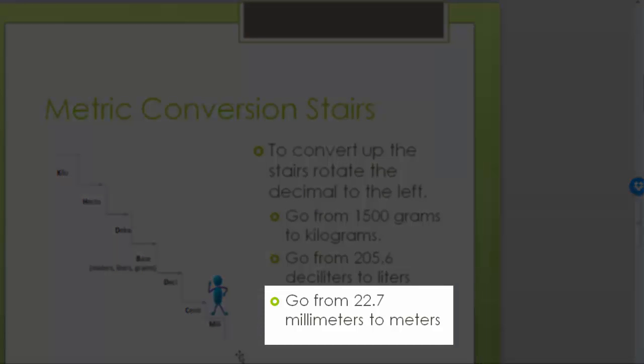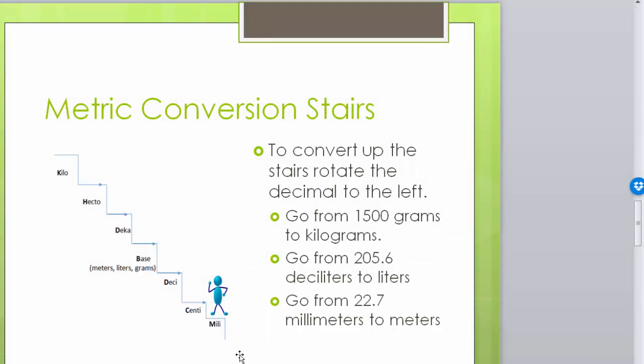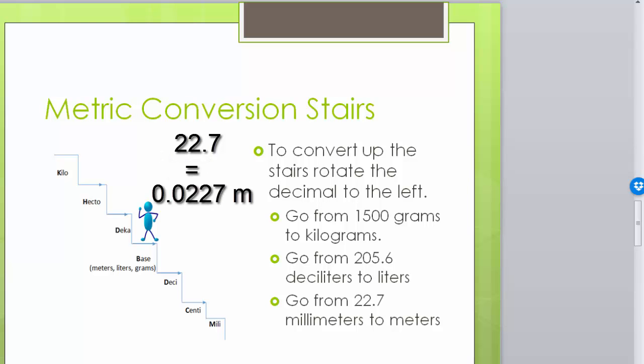For my last example, I'm going to start on millimeters, and I'm going to go from 22 7/10 millimeters up to the meters stair. You'll see that the meters stair is where the base is, and so I'm going to have to take my little guy standing on the millimeters and move him up 1, 2, 3 places up to the base. That means I need to rotate my decimal 3 places to the left. So I'm going to take my decimal on 22 7/10 and rotate it 3 times, and that would give me a value of 0.0227 meters.